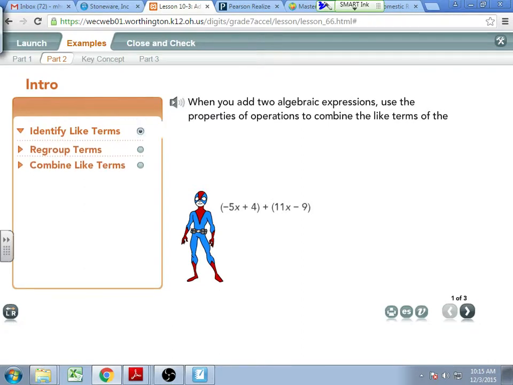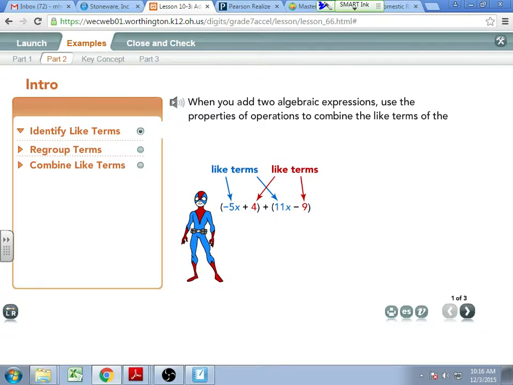Here's what we do when we have an expression that we're given. Negative 5 times x and 11 times x are like terms. 4 and negative 9 are like terms. So, first thing you do is say, well, can I solve inside these parentheses? Can you add negative 5x and 4 together? No. Can you subtract 9 from an 11x? No. So, those parentheses really aren't doing anything.